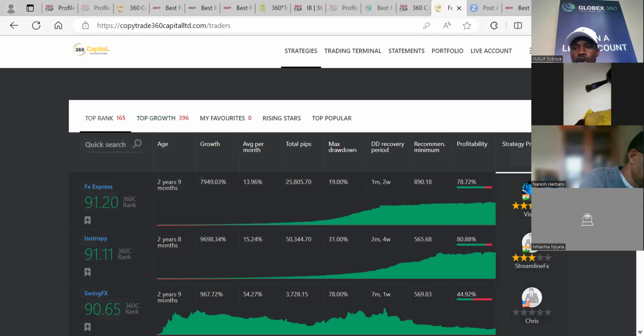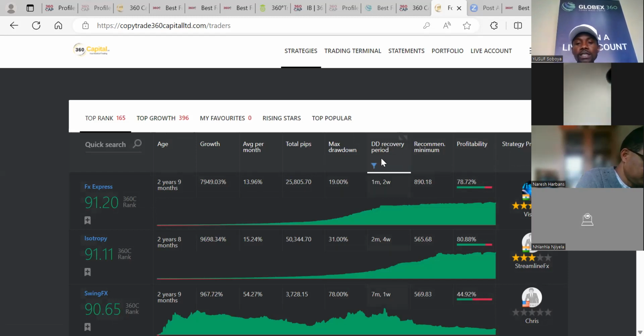Now, when we are doing the copy trade, the most important thing is to make money. Whether we say learning and so on and so forth, we still want to make money, although we are learning, right? That's most important. The way I say it is to make money. So you have to look at the profitability. You can see it says profitability, recommended minimum, the days of recovery when it's on a loss, maximum drawdown.